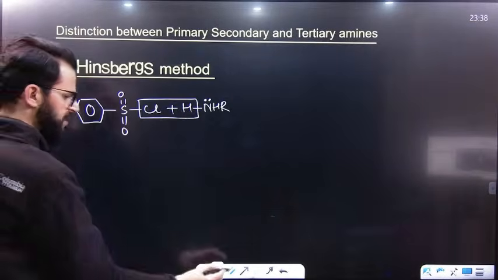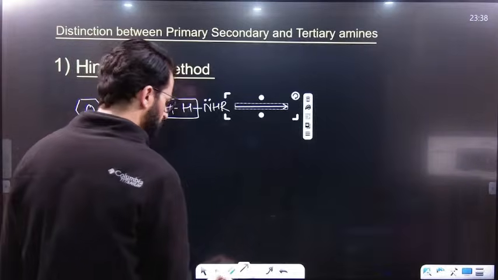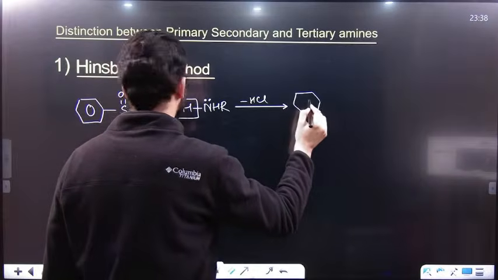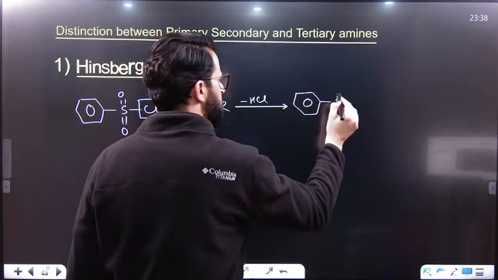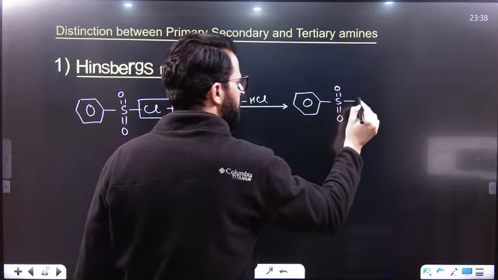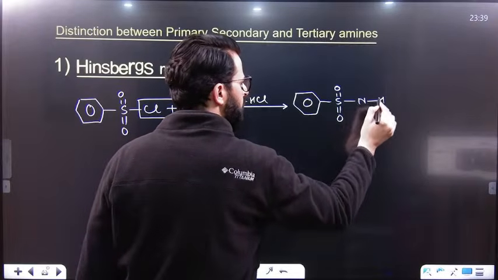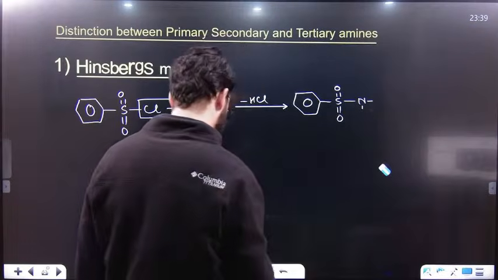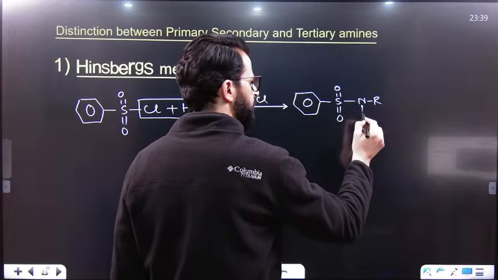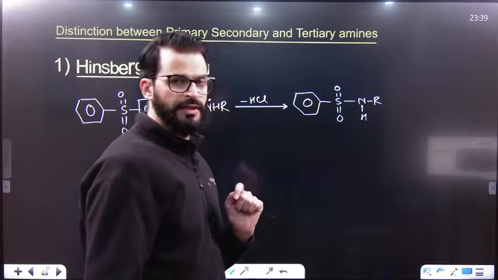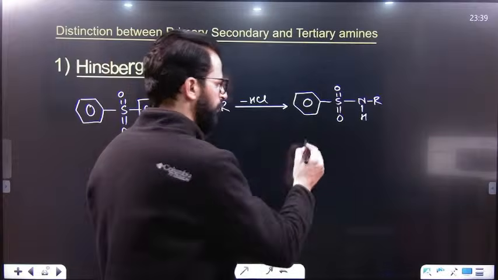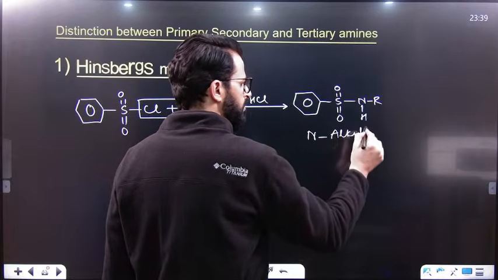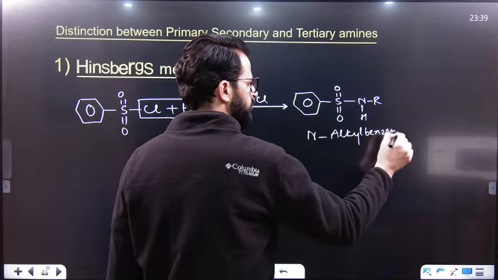That means first it will result in the formation of what? Have a look. It will result in the formation of this one. S double bond O, and then N, then H, and then R. Or I will write down like this. This is NR and this is H. This is known as N-alkyl benzene sulfonamide. At N, it's alkyl, so it's N-alkyl benzene sulfonamide.